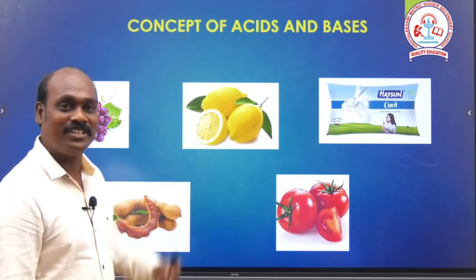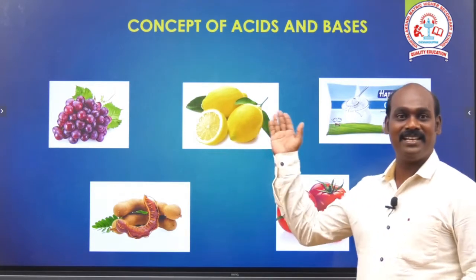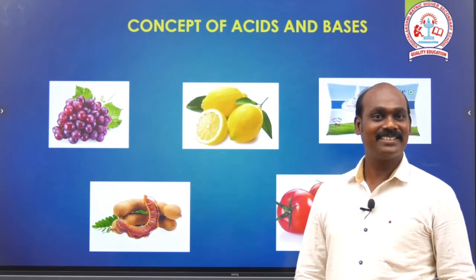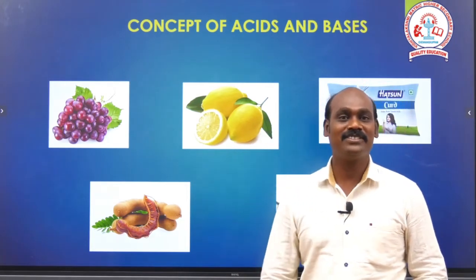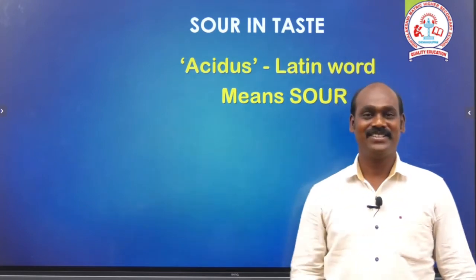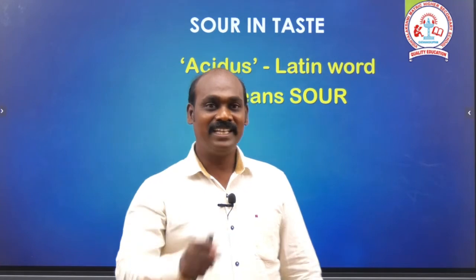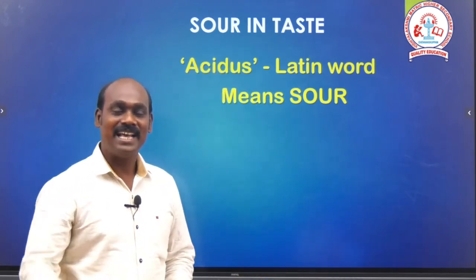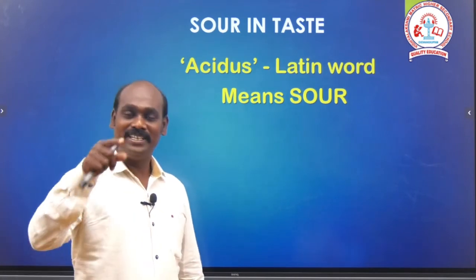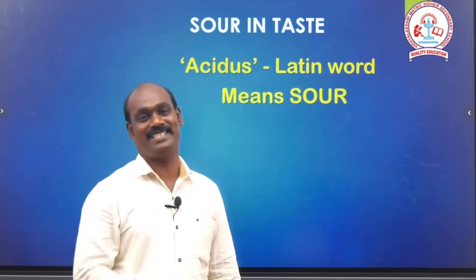What do you see in the picture? Grapes, lemon, curd, tamarind and tomato. Yes. So what is the taste of this picture? Yes, you are absolutely correct. Sour in taste. Why does it have a sour taste? In Latin, the word acidus means sour. So the term acid comes from the Latin word acidus.